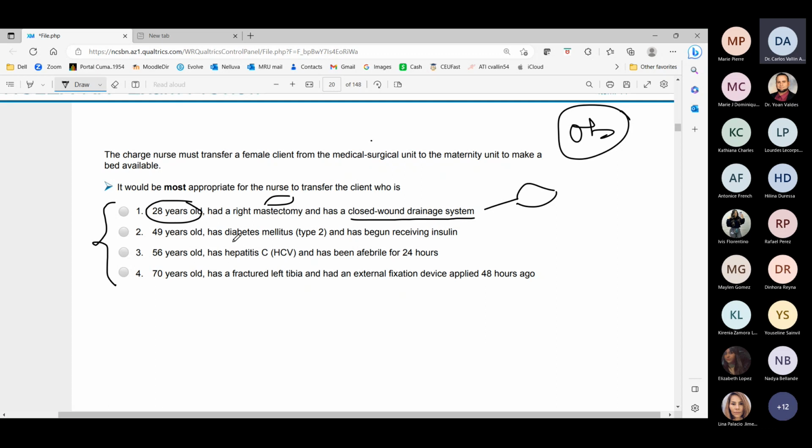Next, a 49-year-old with diabetes mellitus who has just begun receiving insulin. So what I have here is a medication that is not commonly used in OB, a disease that is not the most common in OB, and a patient who especially needs a lot of teaching, which is not the area of competence of OB. So I doubt that it is a good patient to be sent to OB. The first one, I don't know, but the second, definitively, I say no.